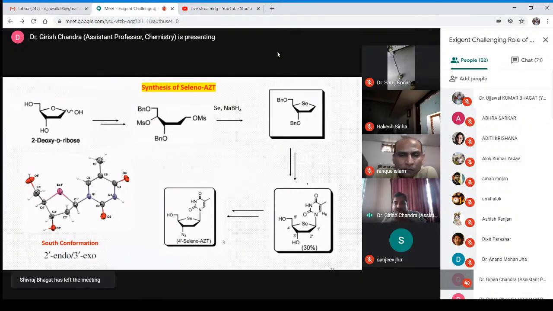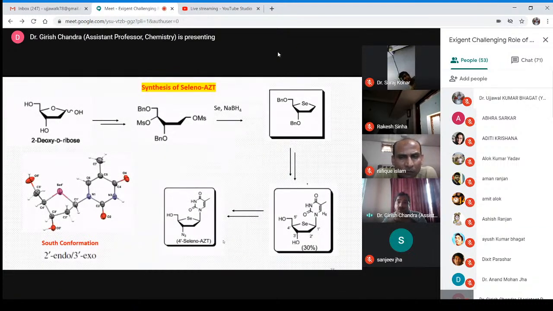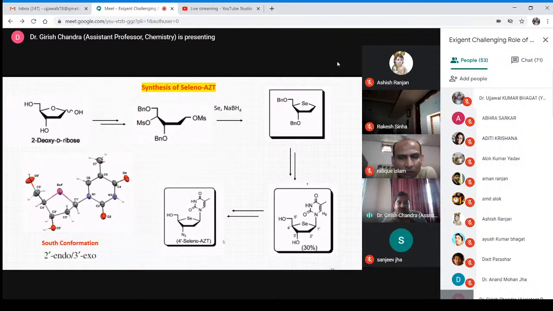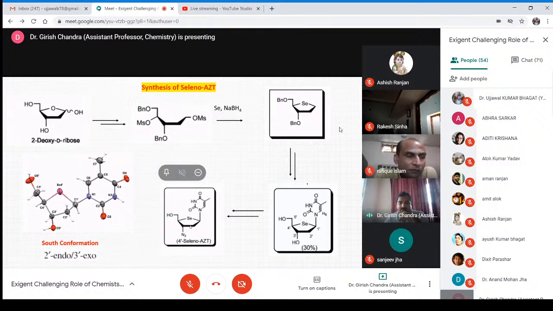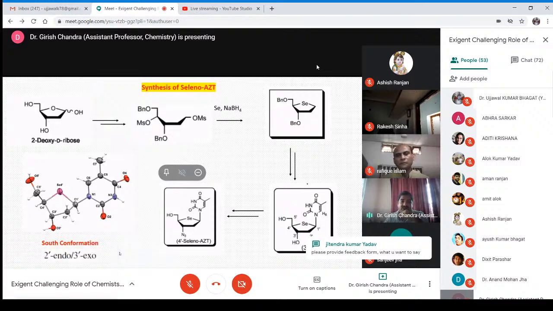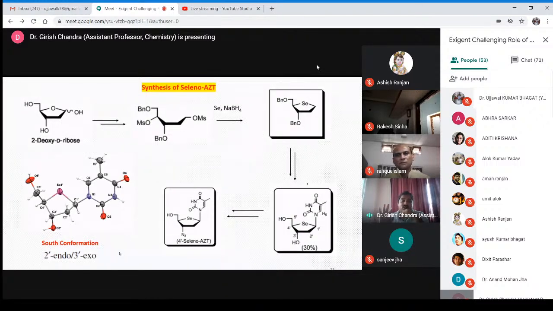But after making this compound, when we tested it against HIV, we found that it is totally useless. It is not active against the HIV virus. Then we tried to find the reason, and we found that the structure of this compound is totally different from the structure of the corresponding real AZT. The 5-member ring has what is called the south conformation, but in AZT, the 5-member ring generally has the north conformation.